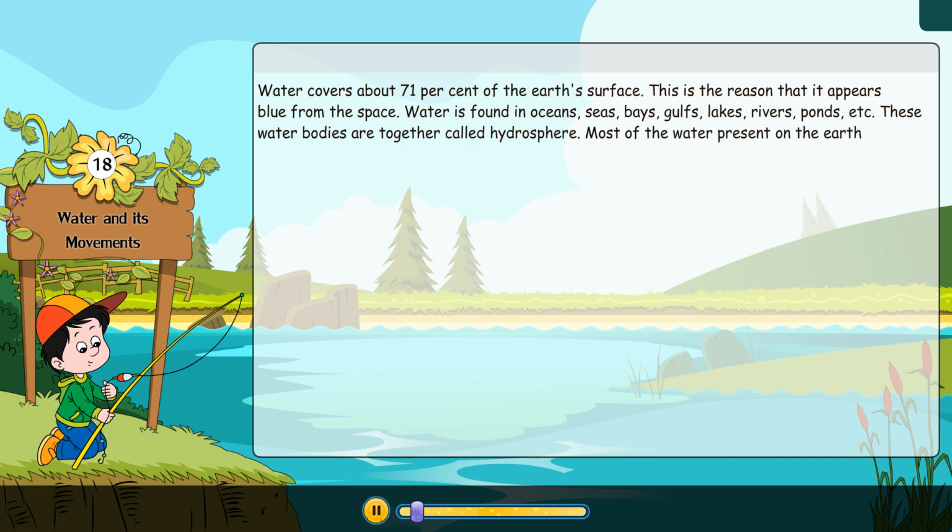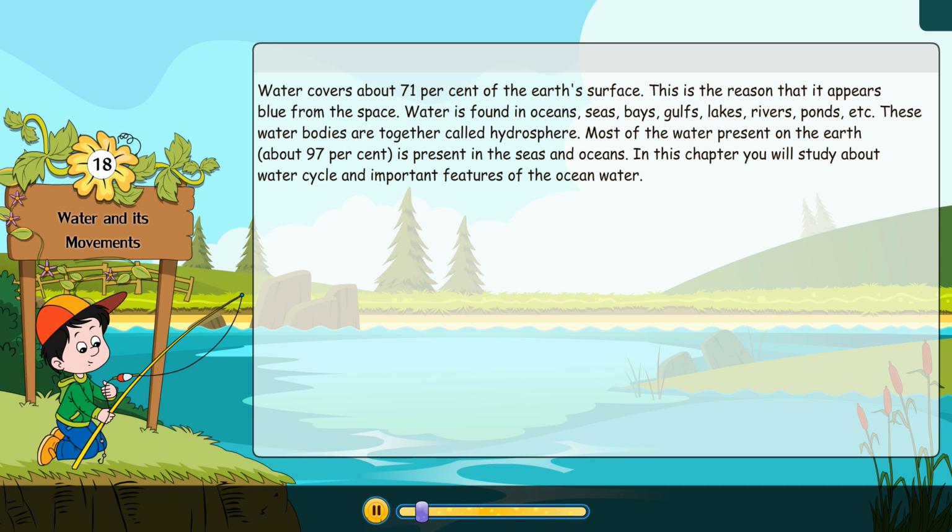Most of the water present on the Earth, about 97%, is present in the seas and oceans. In this chapter, you will study about the water cycle and important features of the ocean water.